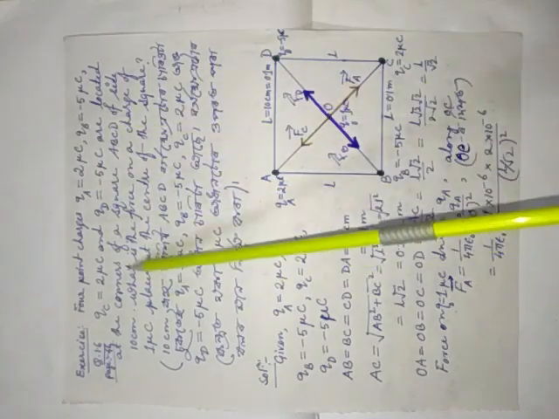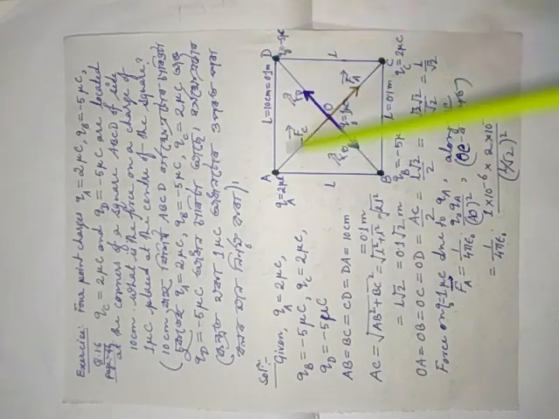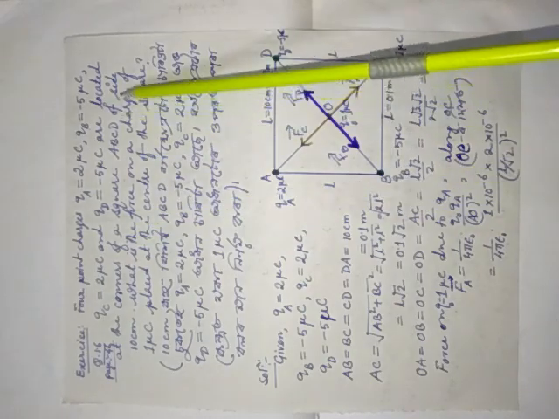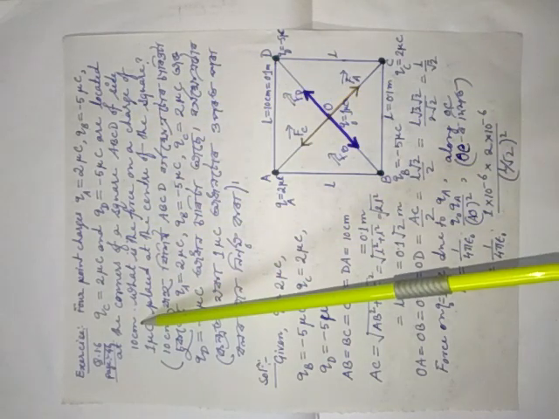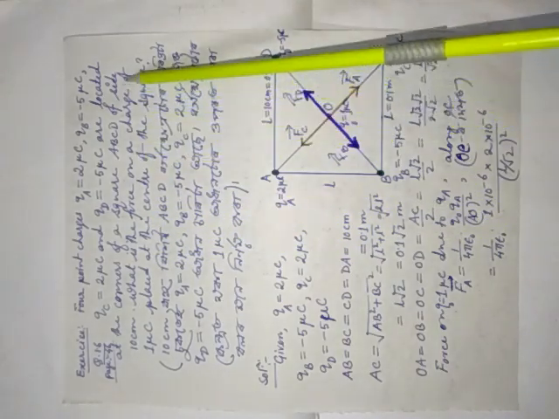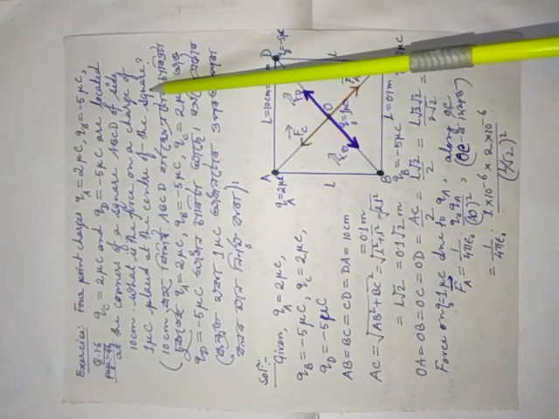They are located at the corners of a square. This is the square. All of them are located at the corners, or vertex, of a square ABCD of side 10 centimeter. What is the force on a charge of 1 microcoulomb placed at the center of the square?